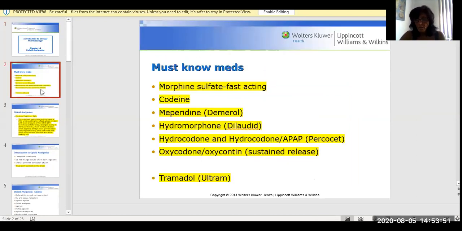So you're going to look at the PowerPoint, and in the PowerPoint, I have highlighted the things that are important. So for example, here, this is the opioid PowerPoint. The very first page, must know meds. So these are the meds that you have to know. But with the opioids, they all act alike. You have morphine sulfate, which is fast acting, codeine, Demerol, meperidine, hydromorphone. You can read, right? So I tell you, here are the meds that you have to know.